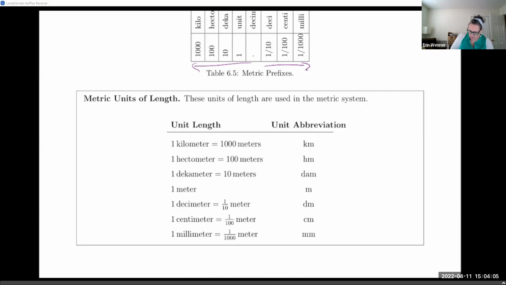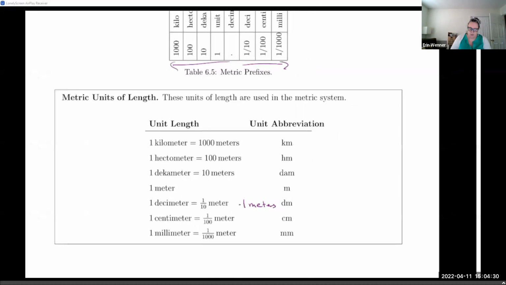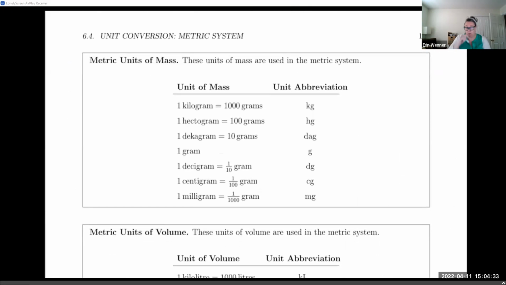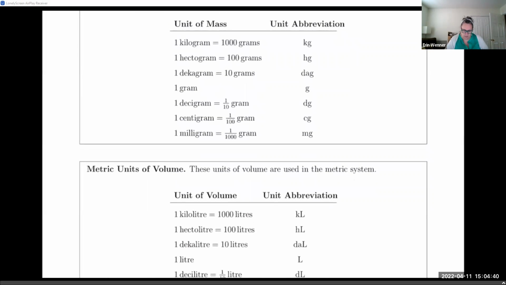A meter is just m. A decimeter is 1/10 of a meter, or dm. You'll also see this as 0.1 meters. Centimeter is 1/100th, or cm, and millimeter is 1/1000th of a meter, or mm. So these are for our units of length. For units of length, everything is built off of the meter being the standard. For units of mass, we have grams. And then units of volume are liters. So again, we have these relationships already set up here.